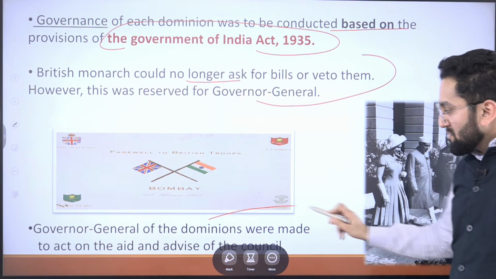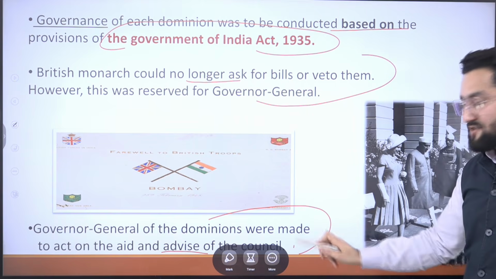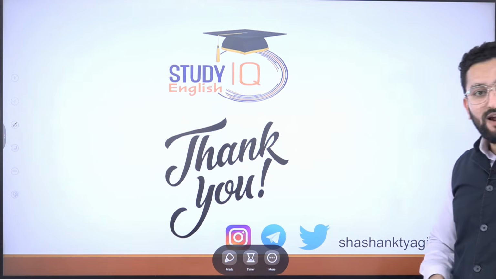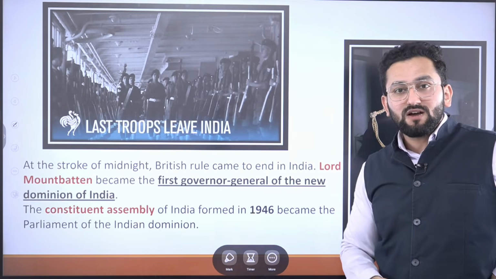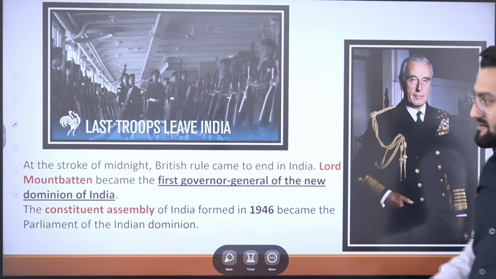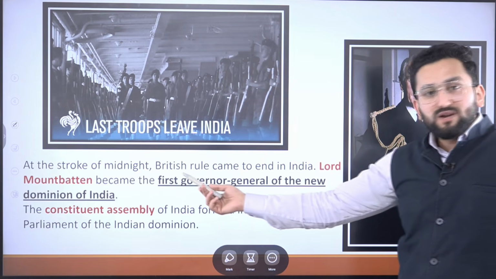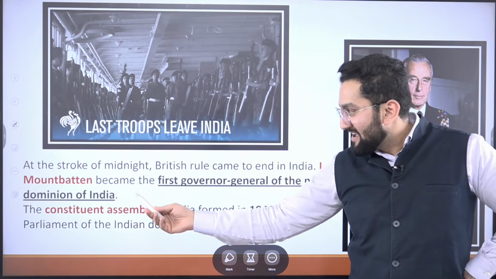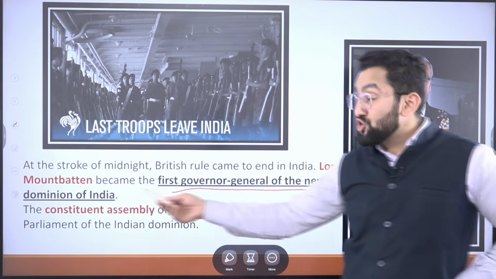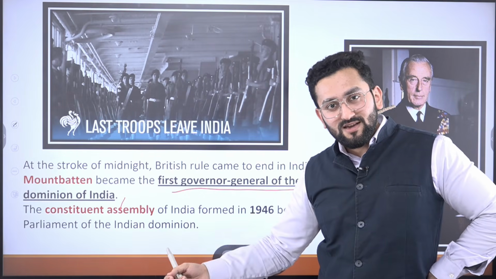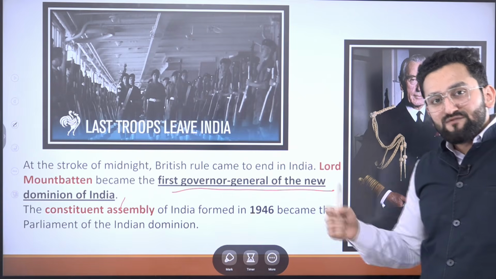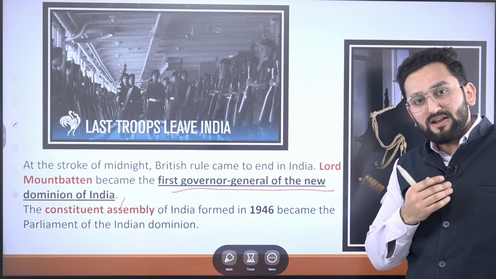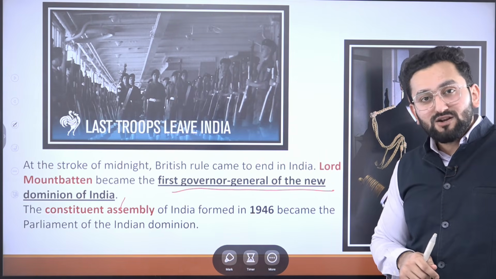Now, the Governors General of the dominions were made to act on the aid and advice of the council. And then we had our last Governor General, Mr. Mountbatten, right? At the stroke of midnight, British rule came to an end in India. Lord Mountbatten became the first Governor General of the new Dominion of India, and when Lord Mountbatten gave the charge of Governor General of India to C. Rajagopalachari, that was the final exit of Britishers.